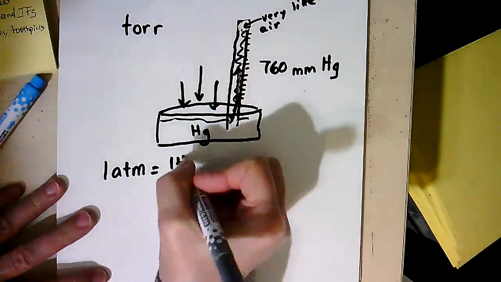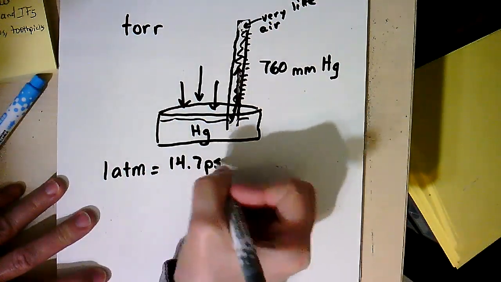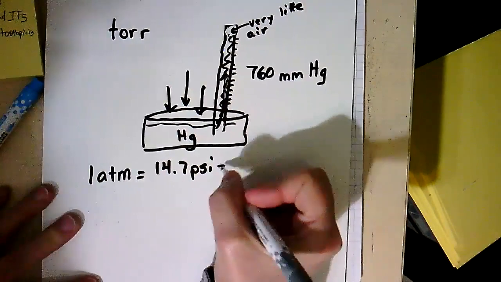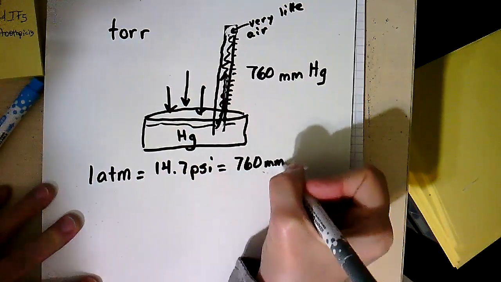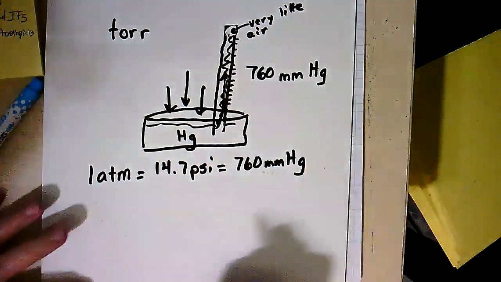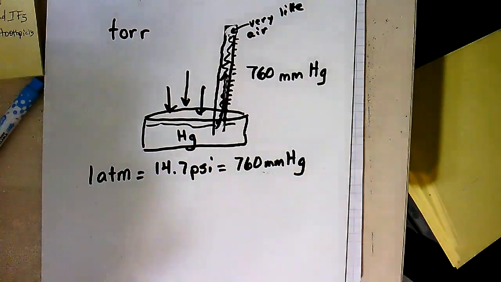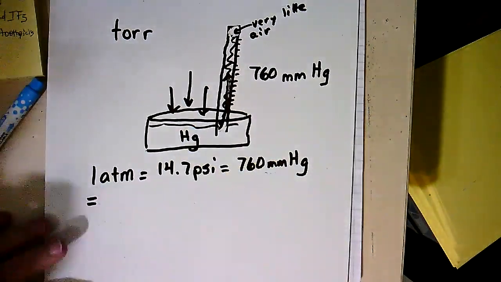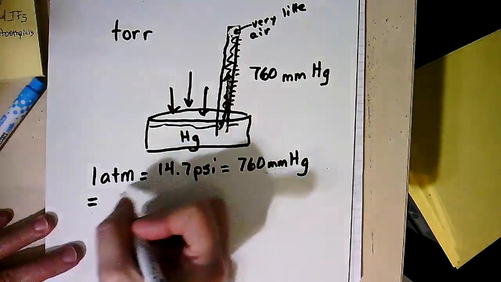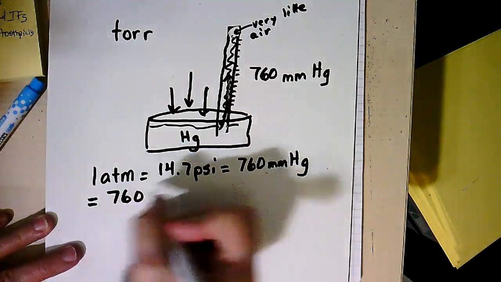So again, we have 1 atmosphere. We know it's equal to 14.7 pounds per square inch. And now we can add to that the 760 millimeters of mercury. But because we wanted to honor Torricelli for his invention, we also call this a torr, so 760 torr.